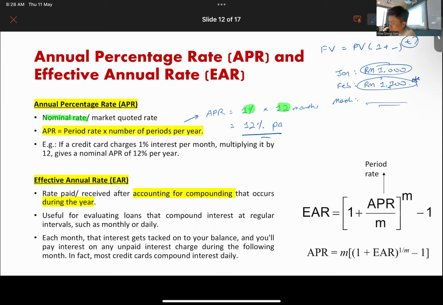So if I use APR, it is actually not so accurate, because APR is like a one-size-fits-all thing. For example, usually a credit card charges 1% interest per month. Multiply by 12, that gives a nominal APR of 12% per year. So if I just use 1,000 times 12% straight away to calculate the amount, this is not accurate, because it doesn't take into account the compounding effect.